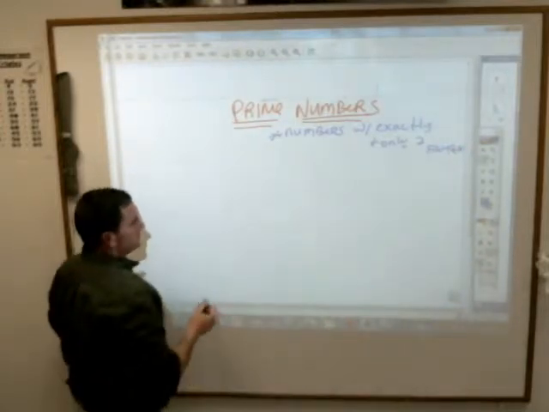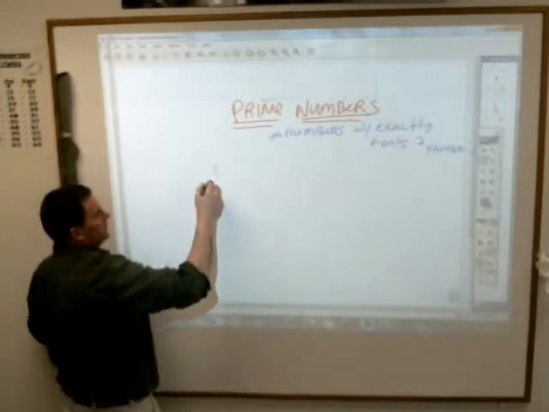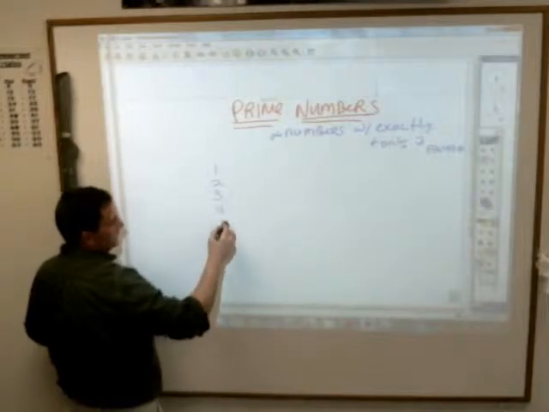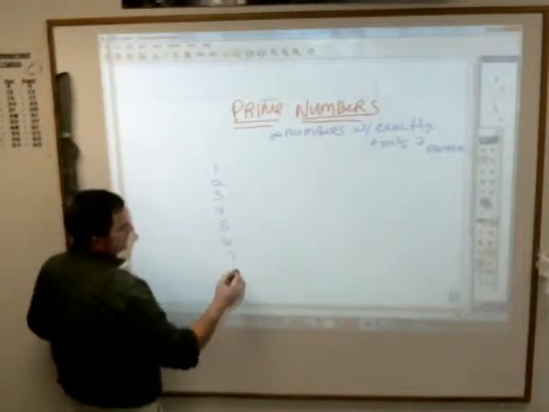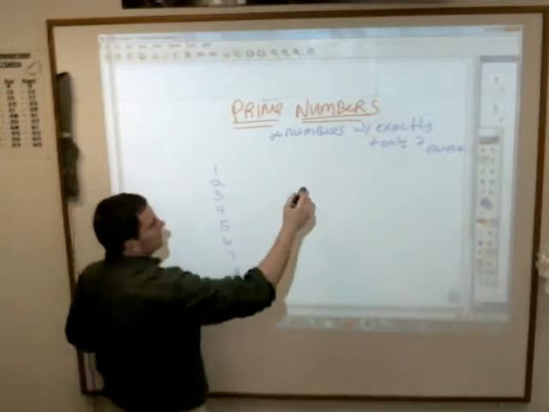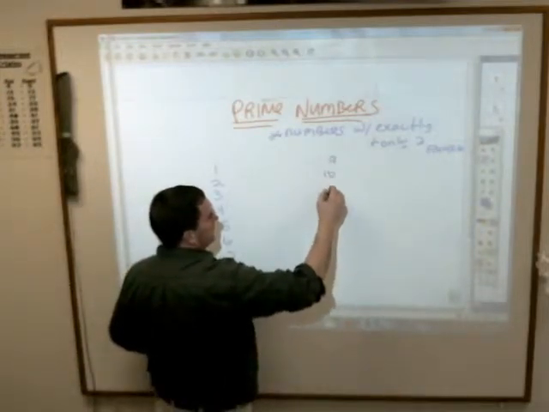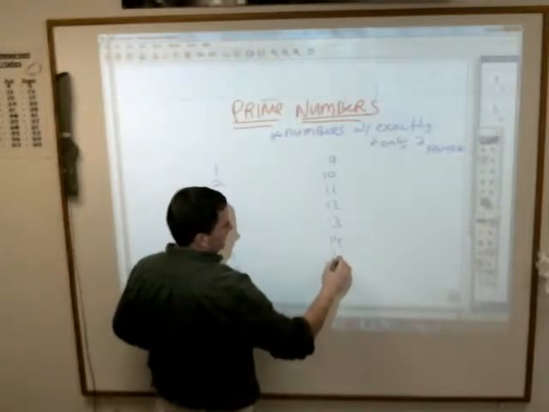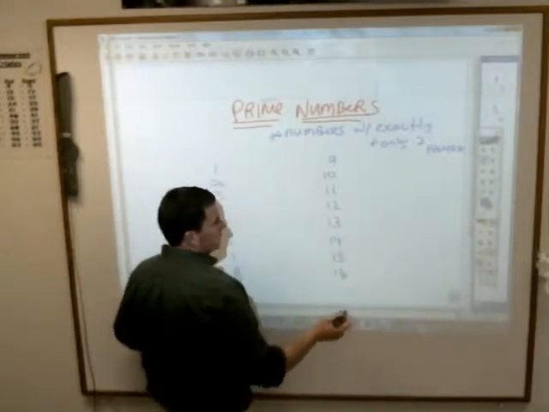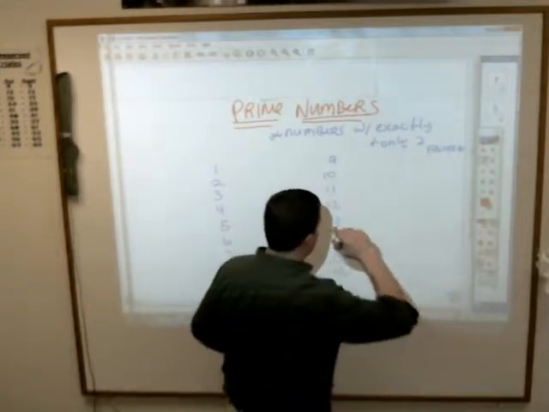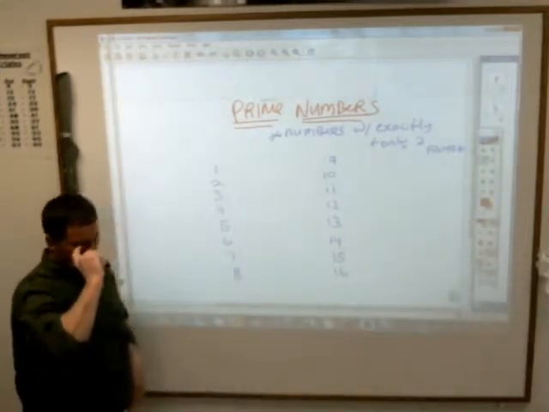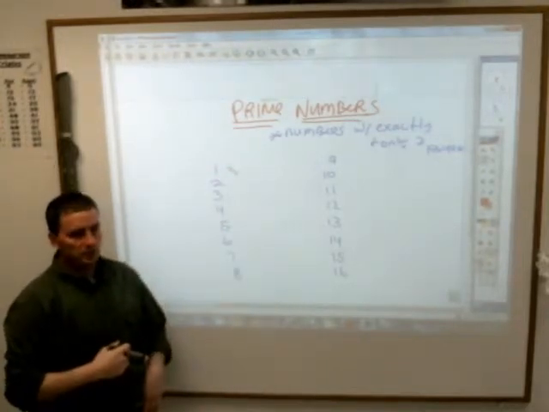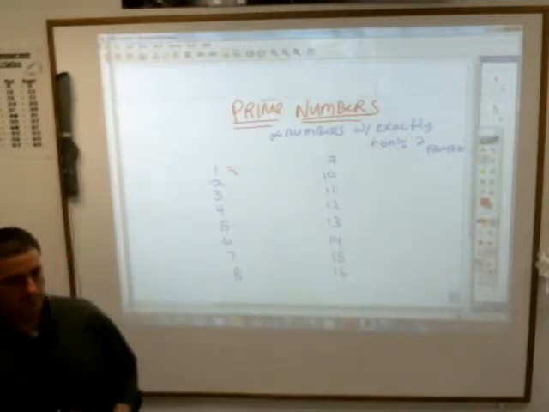All right, for example, let's jot these down here. 1, 2, 3, 4, 5, 6, 7, 8, 9, 10, 11, 12, 13, 14, 15, 16. If I asked you to list all the factors of these numbers, let's do that for 1 through 16. Jacob, what are the factors of 1? What will give you 1 when you multiply it together?